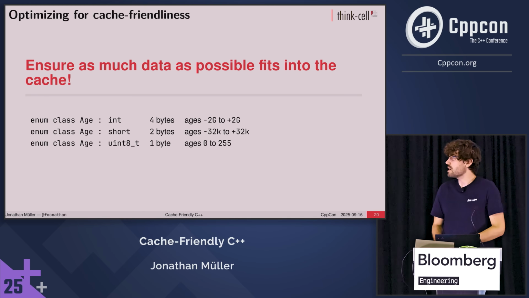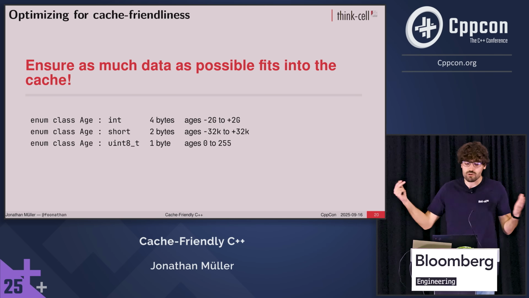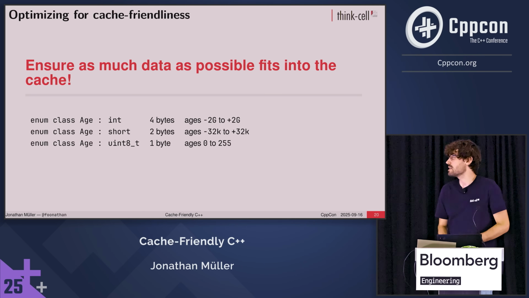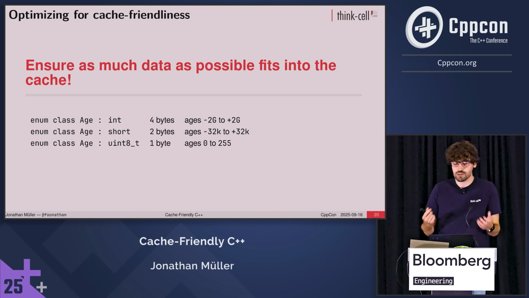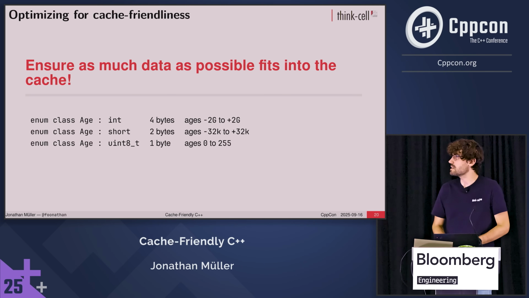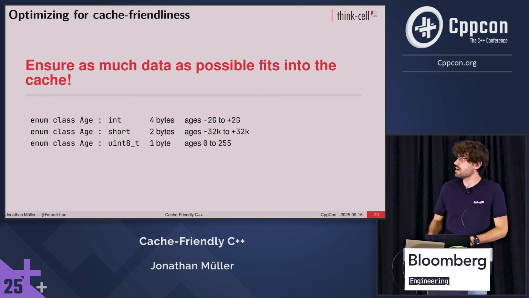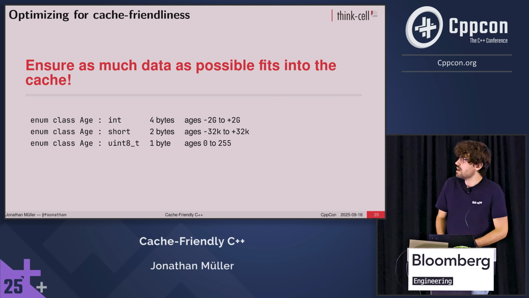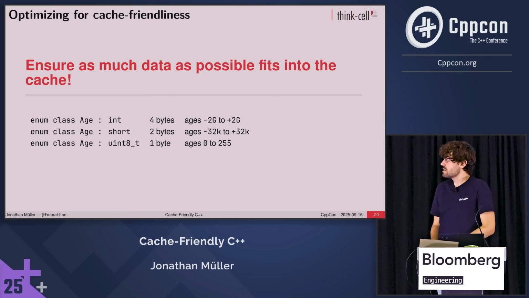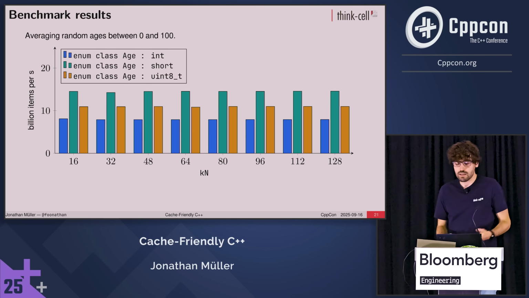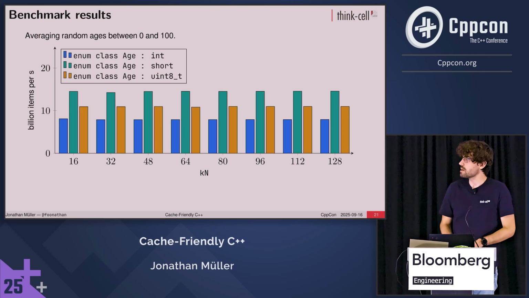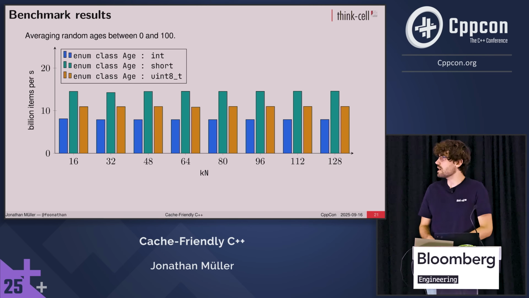If we use an int as our age, we need 4 bytes, but we can store ages between -2 billion and +2 billion. And people don't get that old, right? So we can go to a short, only using 2 bytes, or even an unsigned 8-bit integer, only 1 byte, and then we can still represent all ages of people in our data set. So let's benchmark it for various sizes of ages. And as we can see, the short beats the int. So we're faster, simply by making sure that more of our data fits in the cache.